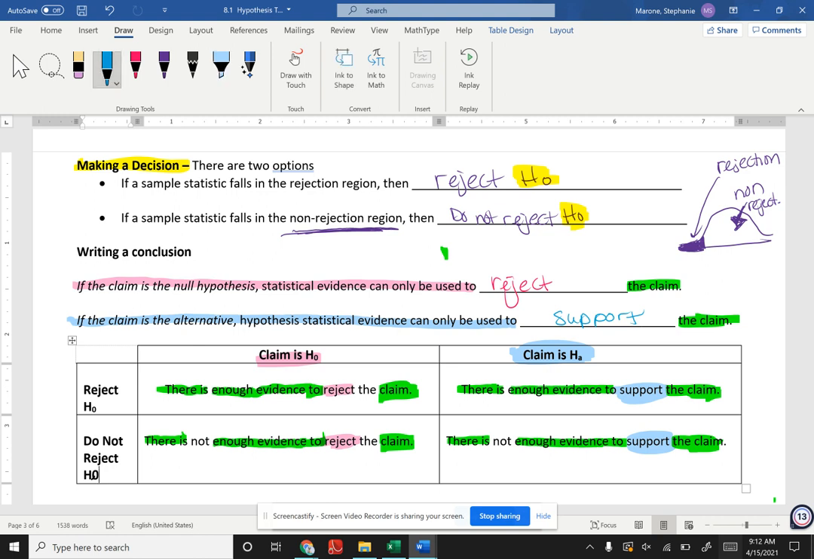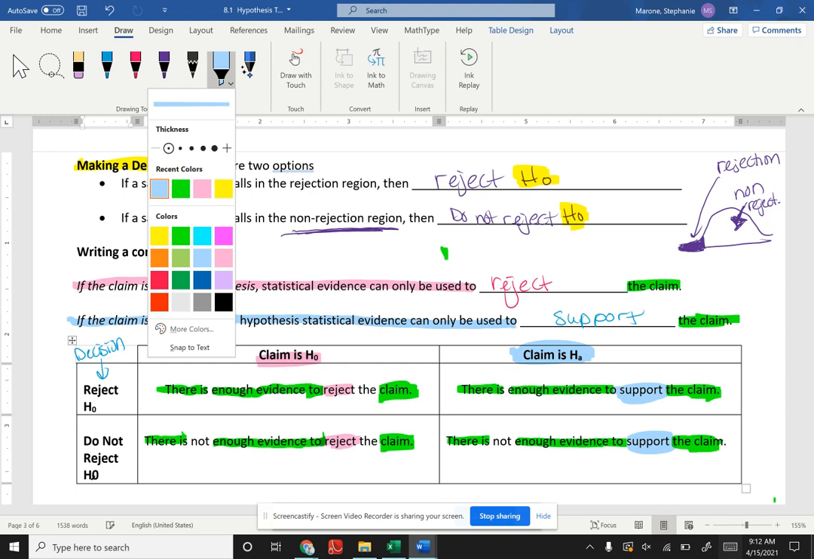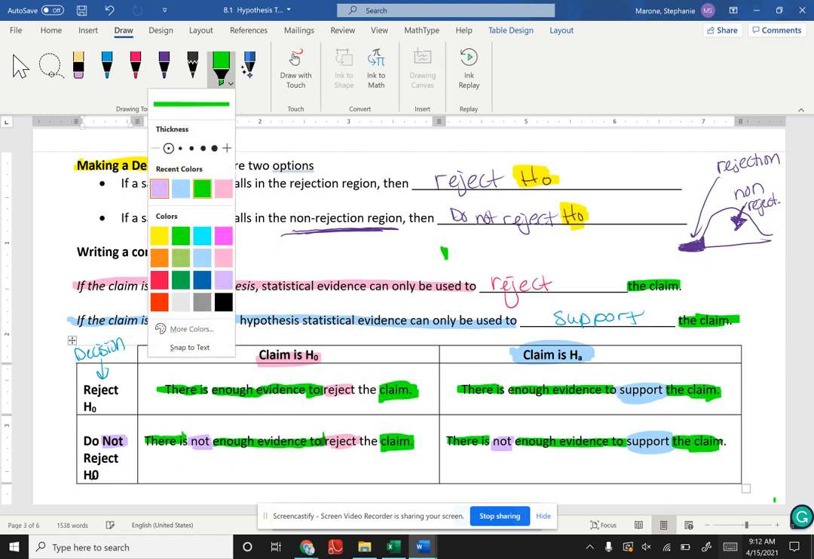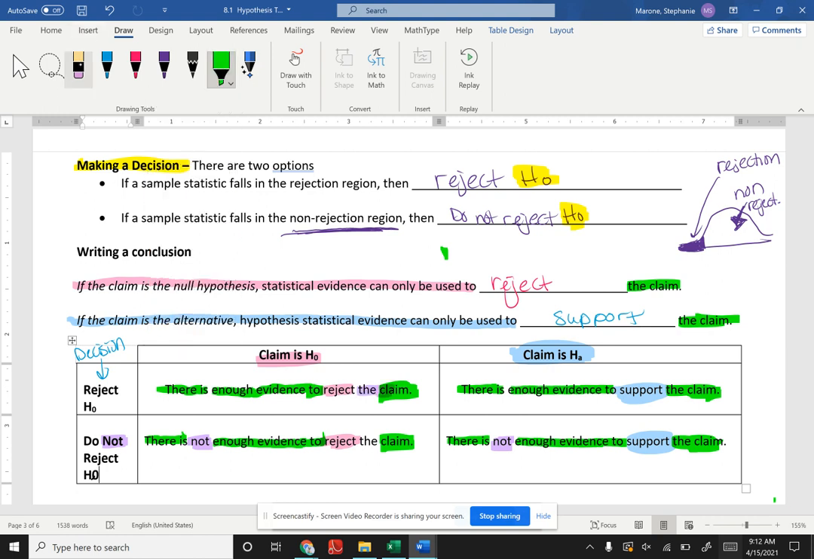For your decision, which I forgot to write in this table, if our decision is to reject the null hypothesis, we don't have the word not, but if we do not reject the null hypothesis, our sentence has to have the word not in it. So maybe with that a little bit neater, it makes a little bit more sense. But you can always print that out and cut that out or rewrite it neatly if you want to.